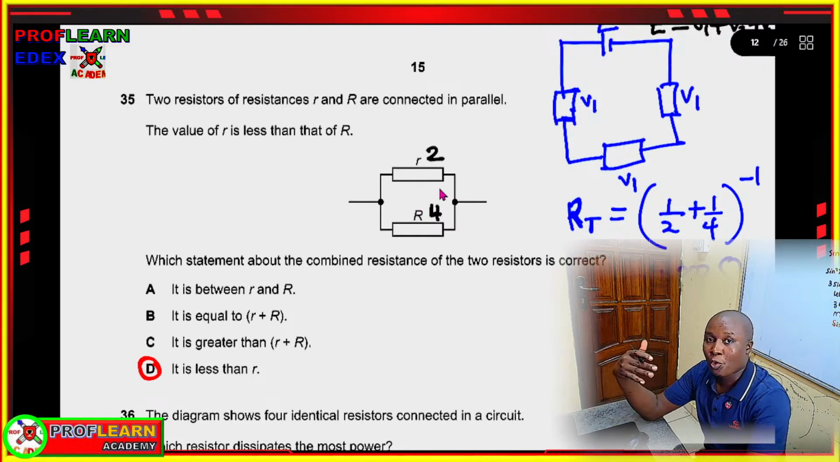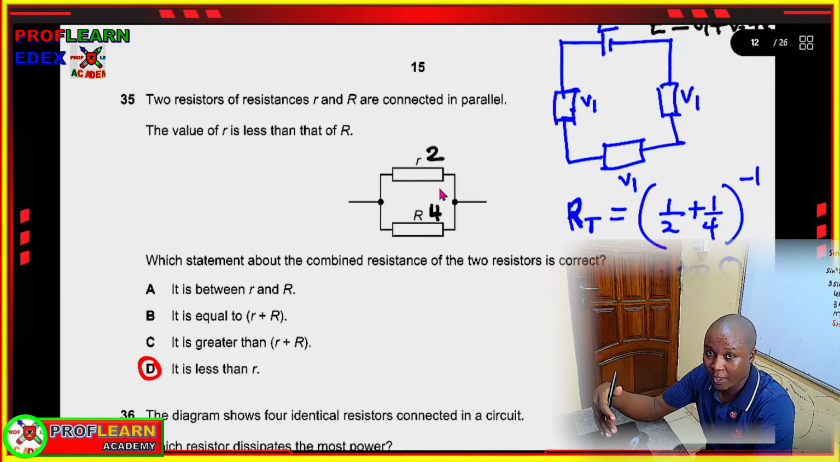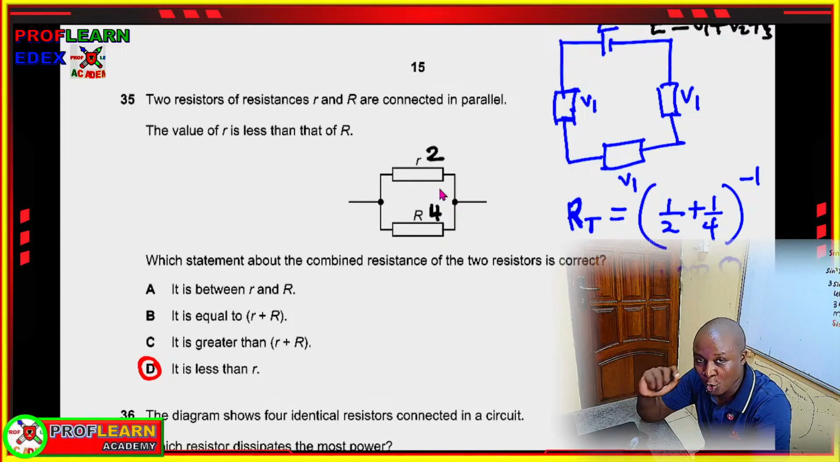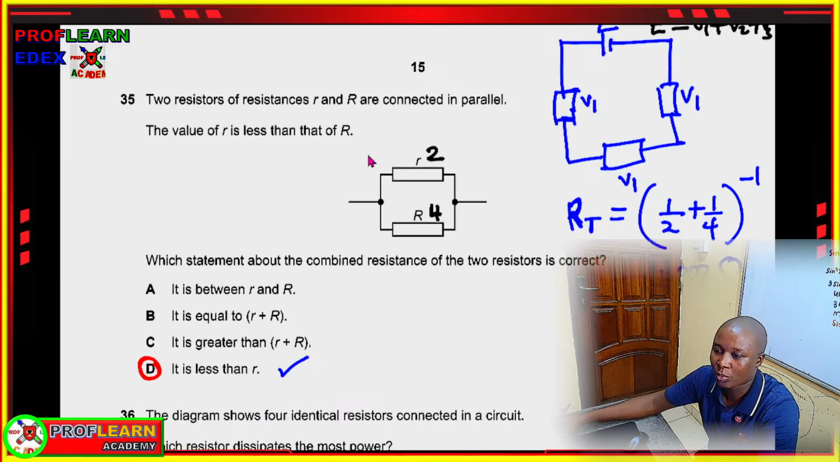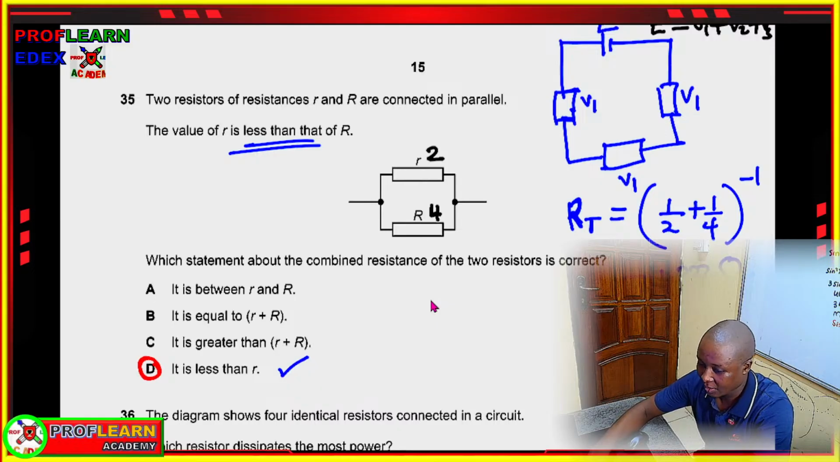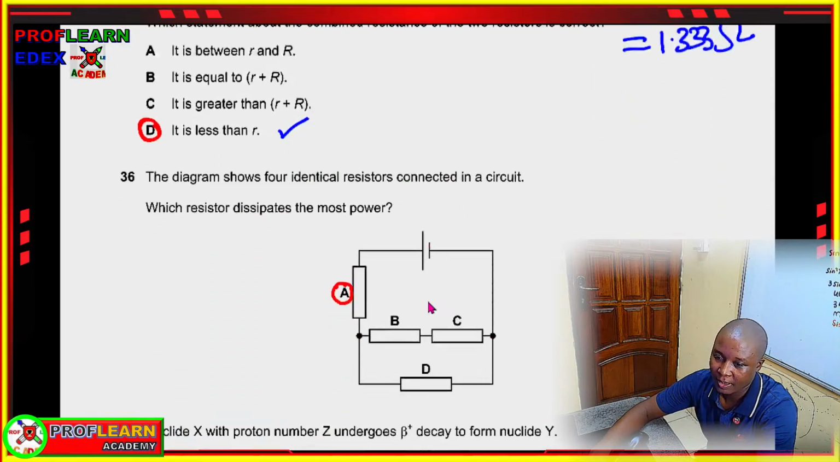When resistors are combined in parallel, the combined resistance should be, and must be, less than the smallest resistance that you have there. So which will mean that this one is going to be what? It's less than R, because we are told R is less than R. Okay, so that's exactly what you are going to do in that case.